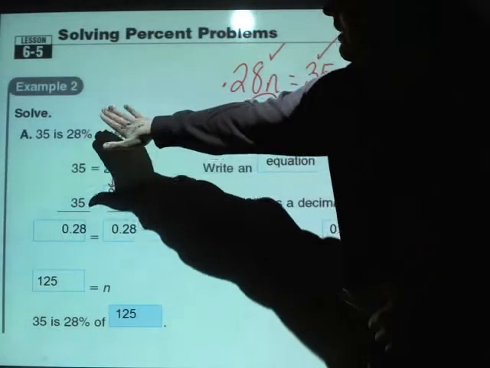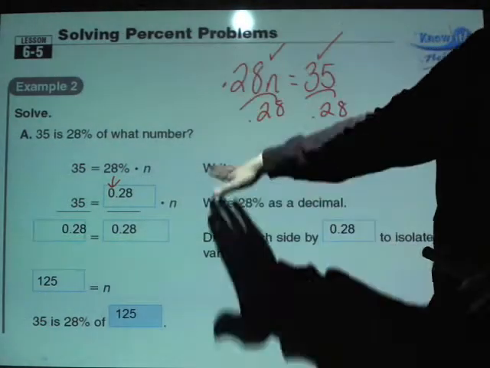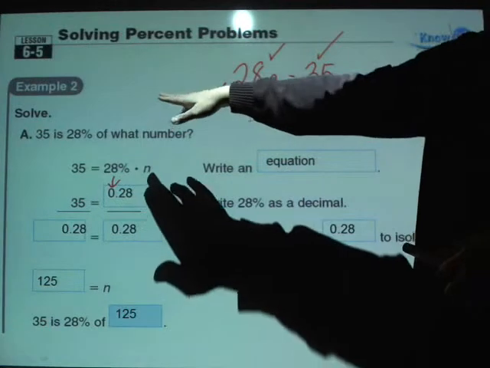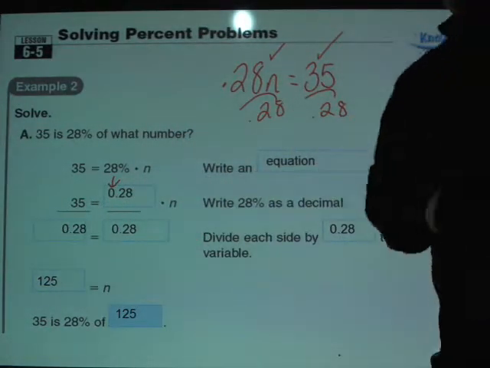Notice this one, like that last question, says what number again? I don't want to change it. I don't want to do anything to it because that's a number. That's exactly what I want. 35 is 28% of 125.